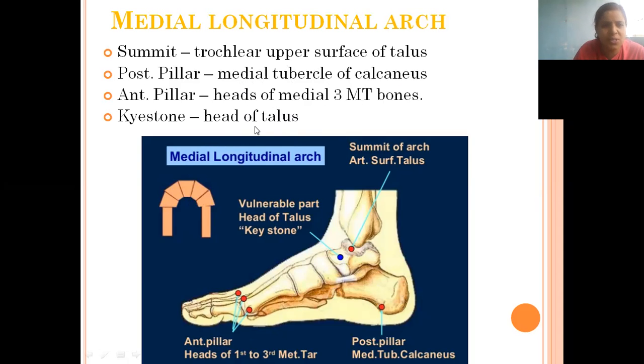So keystone means, among all these bones, the one which is more flexible and helps in more flexibility is this point, the head of the talus. That's the reason it is called the keystone. So that is the medial longitudinal arch.